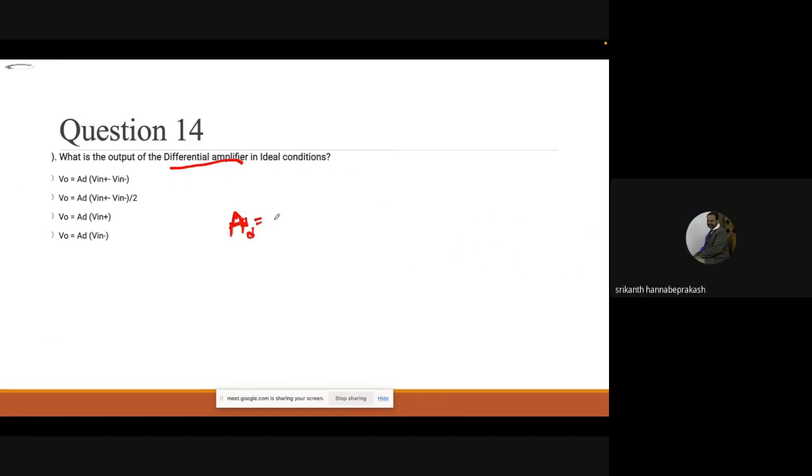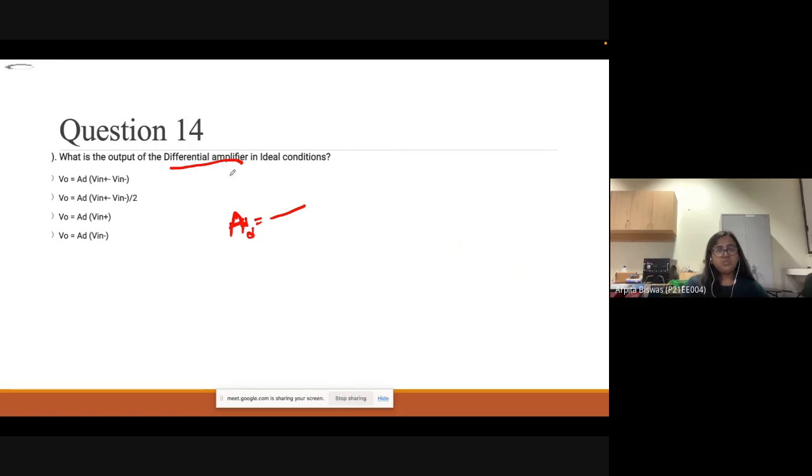Yes, madam. Gain is equal to the difference of voltages between two amplifiers divided by the average of them. When we are going for common mode, we are taking the average, madam. Otherwise, for differential it is AD multiplied by V in plus minus V in minus. When it is in common mode, in that case it is divided by 2. But ma'am, it is only for the differential amplifier and also for the ideal condition, then AD equal to V output by the difference.